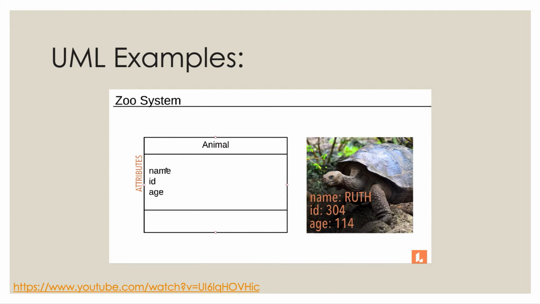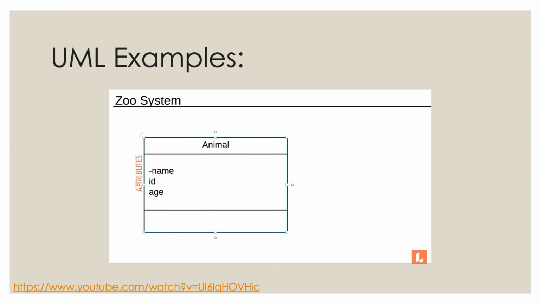These need to be formatted a certain way though. You start with visibility, which we'll talk about later, the name of the attribute beginning with a lowercase letter, then you follow it with a colon and the data type. For the name, we'd want to return a string, and we can format the other attributes the same way, except that we'd want to return an integer since these are numbers.